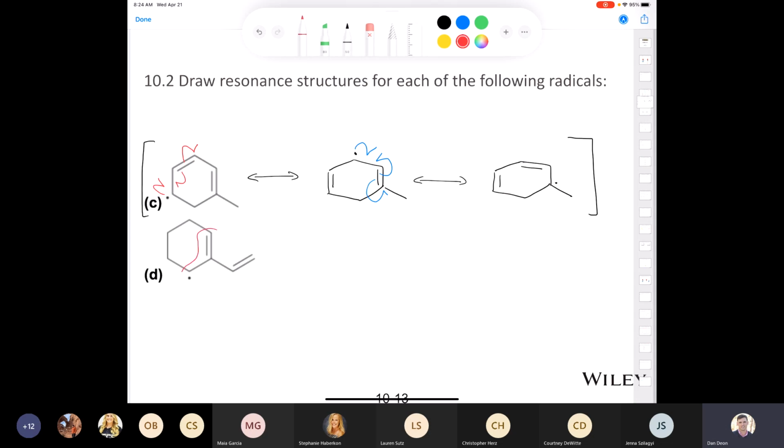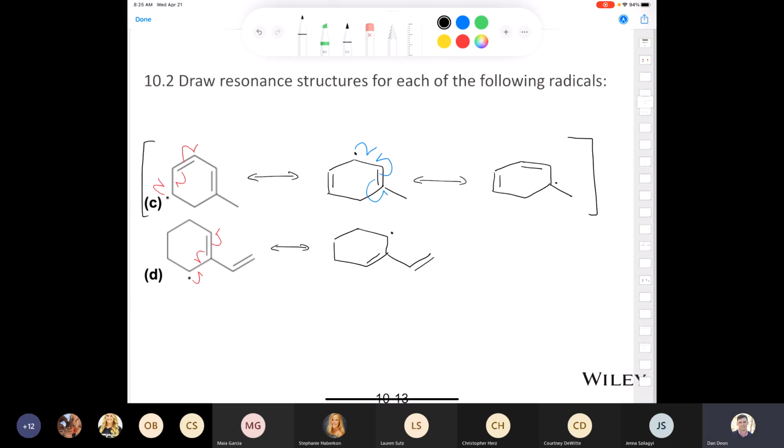We can try the same thing here. You see that this radical is allylic to this pi bond, so we could start by pushing some arrows like this to make a pi bond. We put the unpaired electron up here. Let's draw what our resonance structure would look like. Okay, so we end up with our six-membered ring. We didn't touch this allyl group that's dangling off the side. We have a pi bond here, and we have our radical up there.